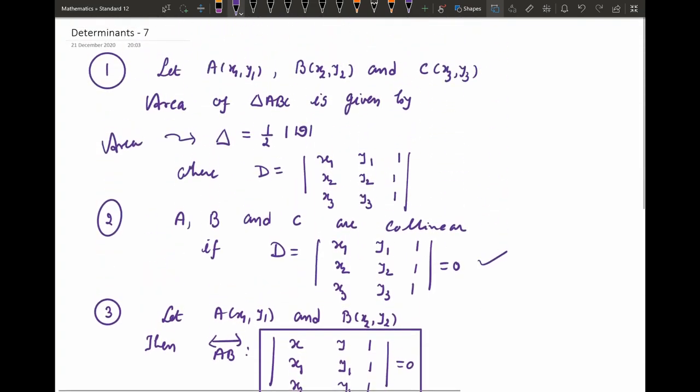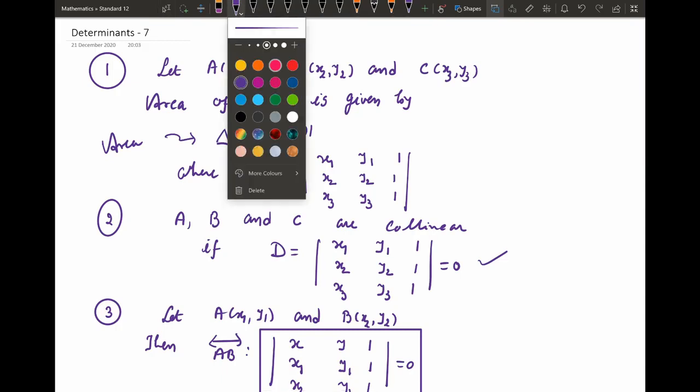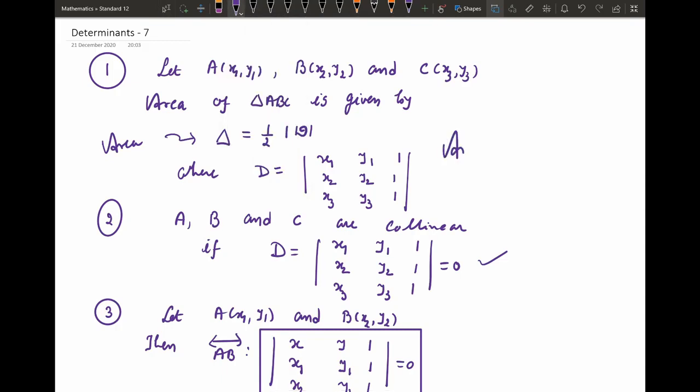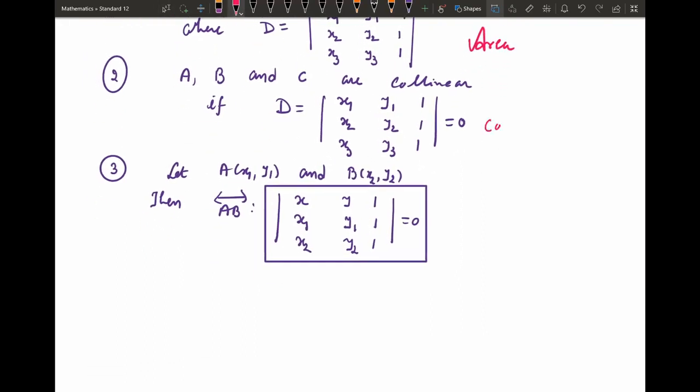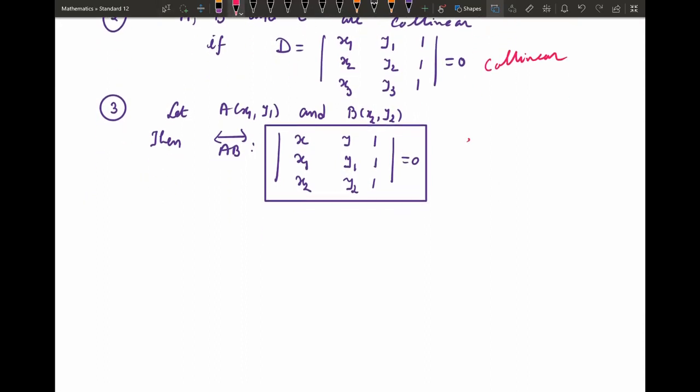So these are the three formulas. First one, to find area of triangle. This is the formula to find area. This is the method to show 3 points are collinear, and this is the method to find equation of line. So let us discuss problems based on these three formulas.